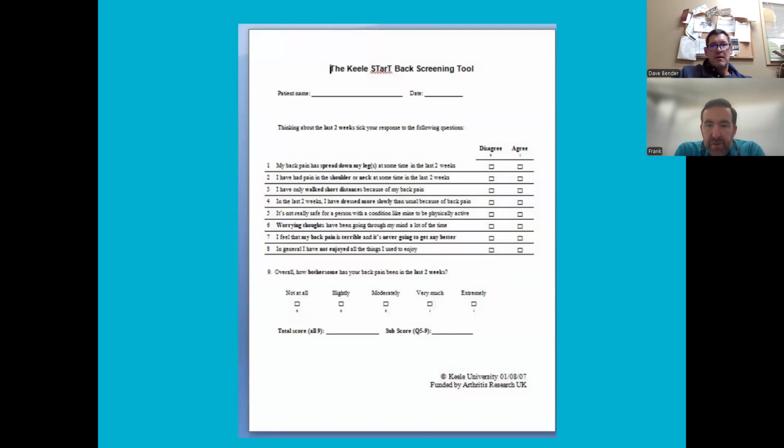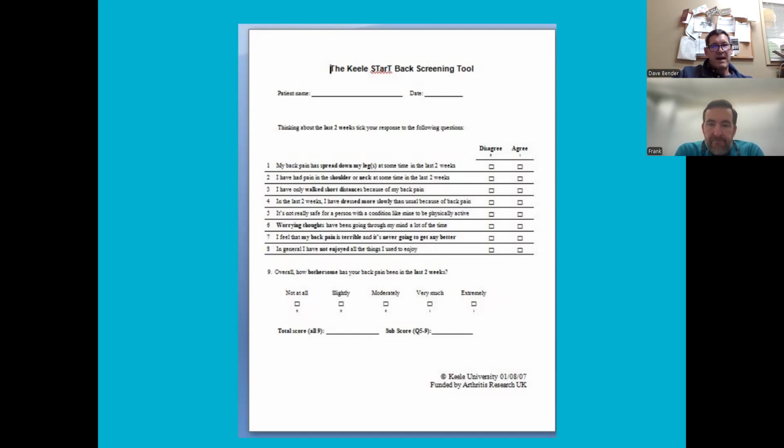So here's the tool. A couple, but most of them are psychologically or emotionally involved. In the last 2 weeks, I've dressed more slowly than I would because of the back pain. I've only walked short distances. In general, I've not enjoyed all the things I used to enjoy. And then the last one is how bothersome are the symptoms, and you add them up out of 9.